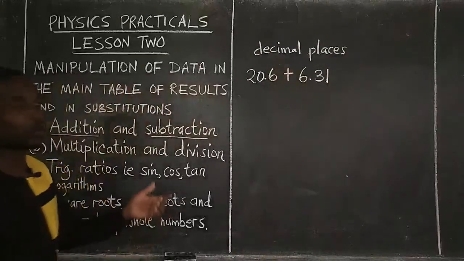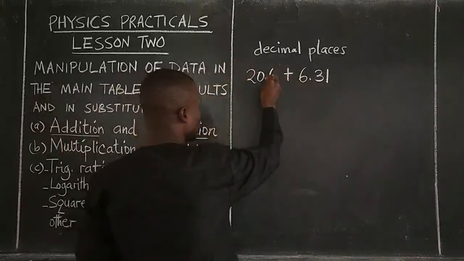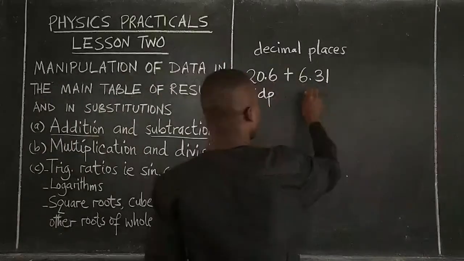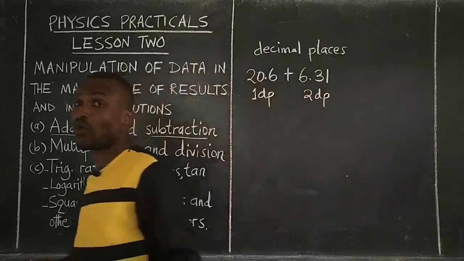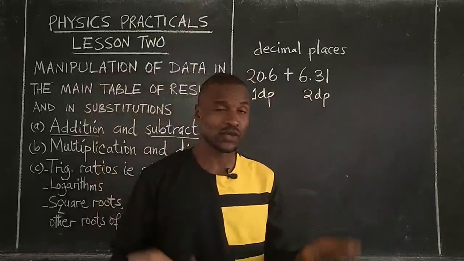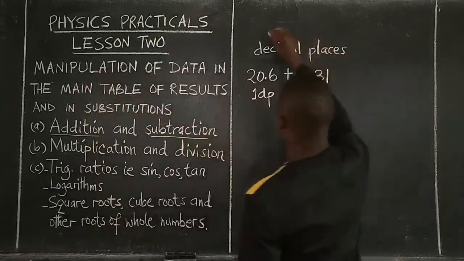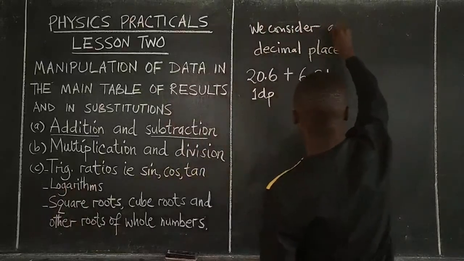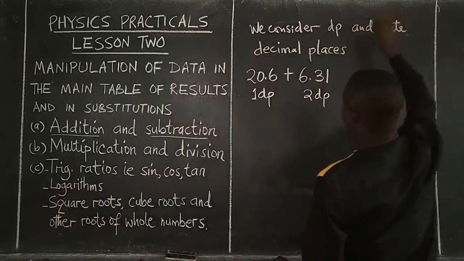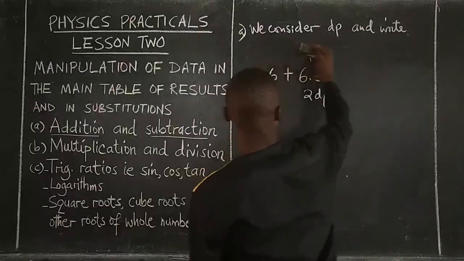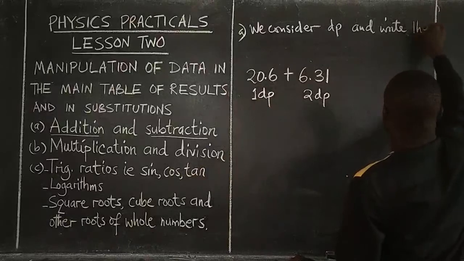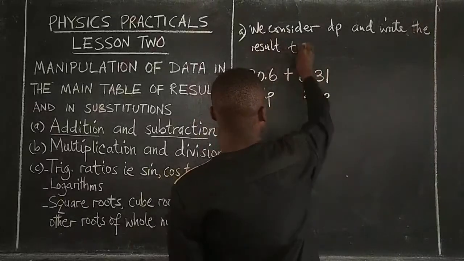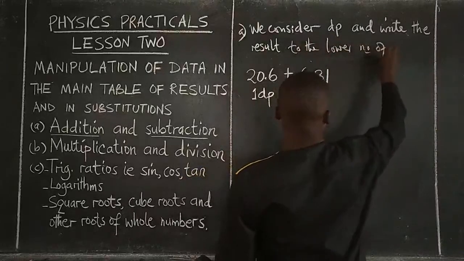Ask yourself, how many decimal places does the first one have? After the decimal point, there is only one place. So this is 1 dp, 1 decimal place. What about the second value? 6.31 has 2 decimal places. Now, 1 decimal place and 2 decimal places, you write your answer to the lower number of decimal places. Please understand this. We are saying that in addition and subtraction, we consider decimal places, and this is for part A, we write the result correct to the lower number of decimal places involved.